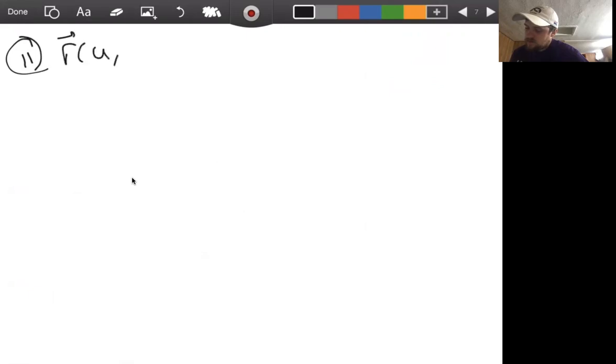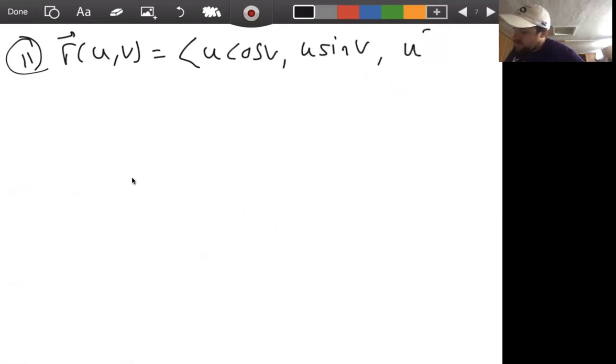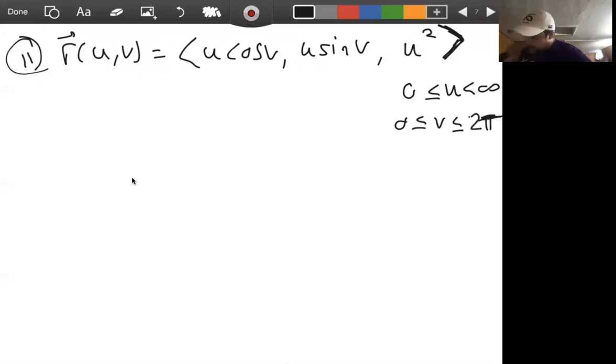So let's look at understanding the surface given by the parameterization r of (u, v) equals (u cosine v, u sine v, u squared), where u is going between 0 and infinity, and v is going between 0 and 2 pi. All right. Let's do our technique of holding the parameters constant, right? So first, let's hold u constant.